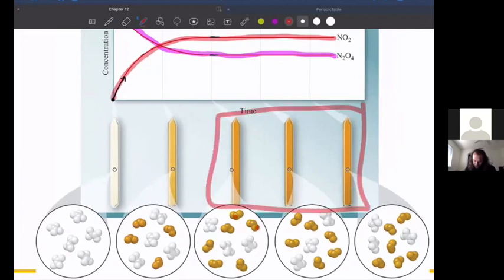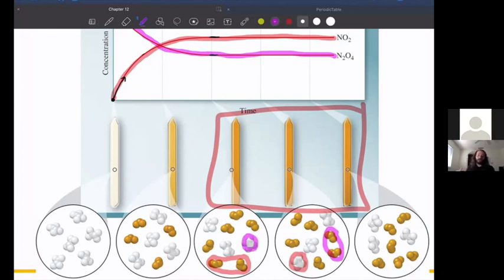So the number of nitrogen dioxide molecules is the same for each one of these samples, and the amount of dinitrogen tetraoxide is also the same in each one of these samples. But nonetheless, you still have reaction occurring. For example, these 2 right here combined to form this, but at the same time, you had this breaking up into these 2 components here. So it's not that there's no reaction happening.